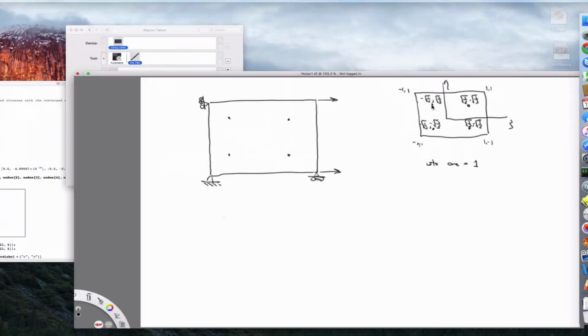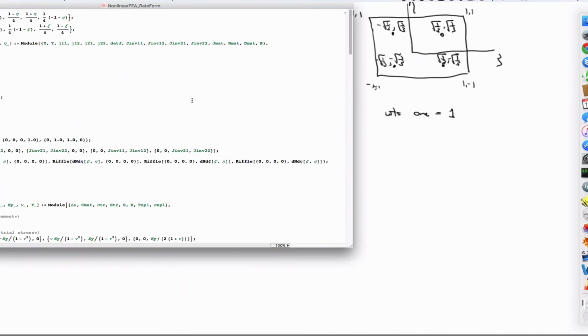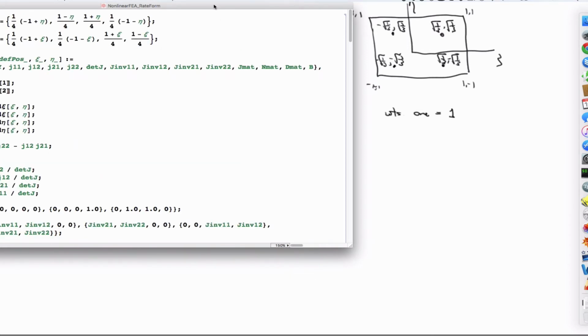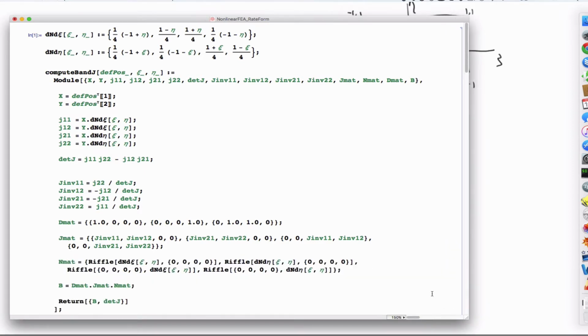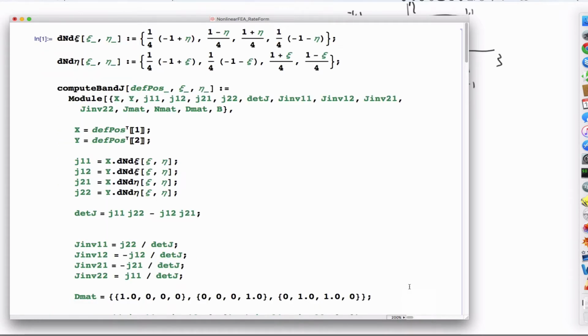All right, so let's look at the code. So can you guys see that? Okay. So, you know, this is all in one file, but at the top I just sort of have a function library, and then the main routine of the code is down below it.